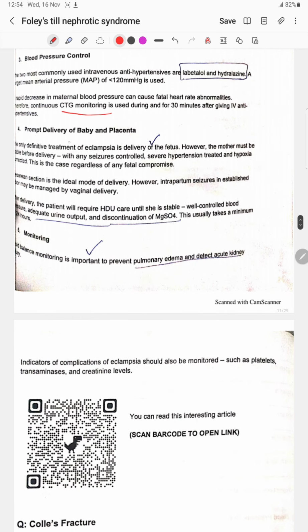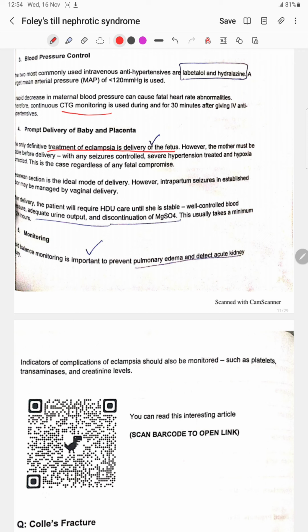Prompt delivery of the baby and the placenta. The only definitive treatment of eclampsia is the delivery of the fetus. However, the mother must be stable before the delivery, with anesthesia controls, severe hypertension treated, and hypoxia corrected. This is the case regardless of any fetal compromise.